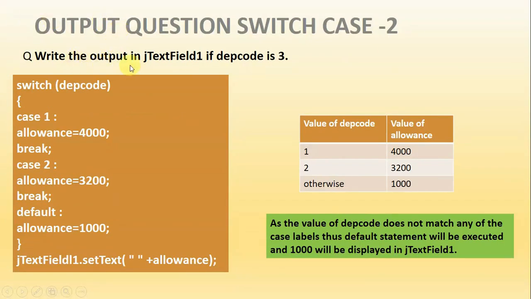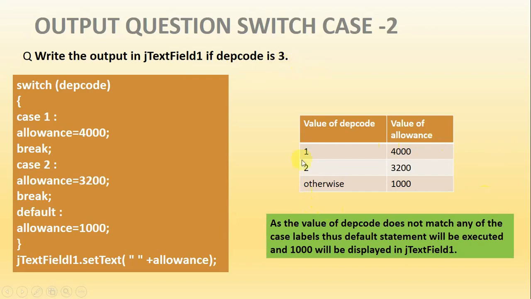Now let us see one more question, because output questions are very important. So see, switch dep code. This is the dep code, the variable for which we are testing. And case 1, allowance is equal to 4000, break. Case 2, allowance is equal to 3200, break. Default, allowance is equal to 1000, and this is the end of switch case. And then jTextField1.setText("" + allowance). So in the question it is given that dep code is 3.